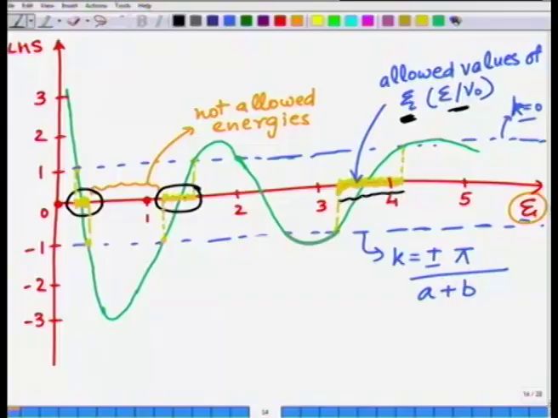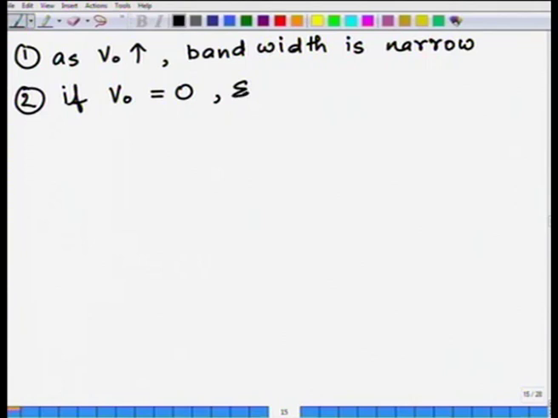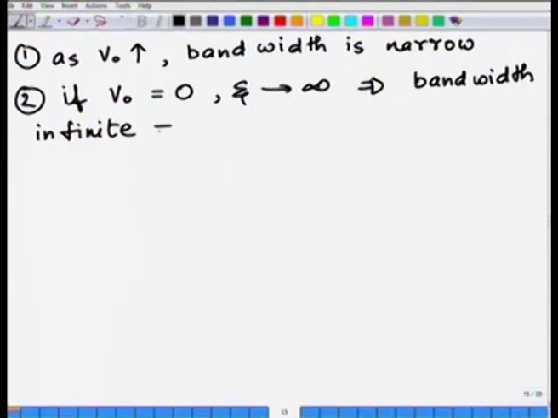So, that is something you should be able to see, that is, zeta tends to infinity, in that case the bandwidth is infinite, and that is the case of free electron as we expected.